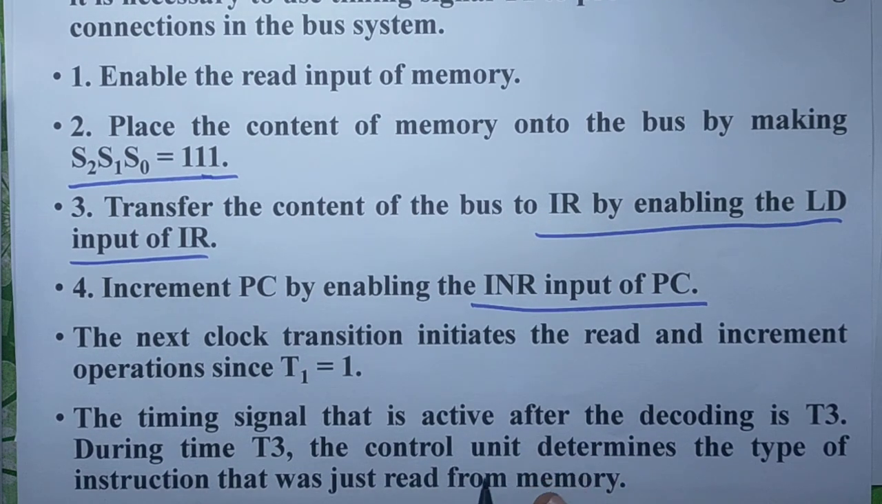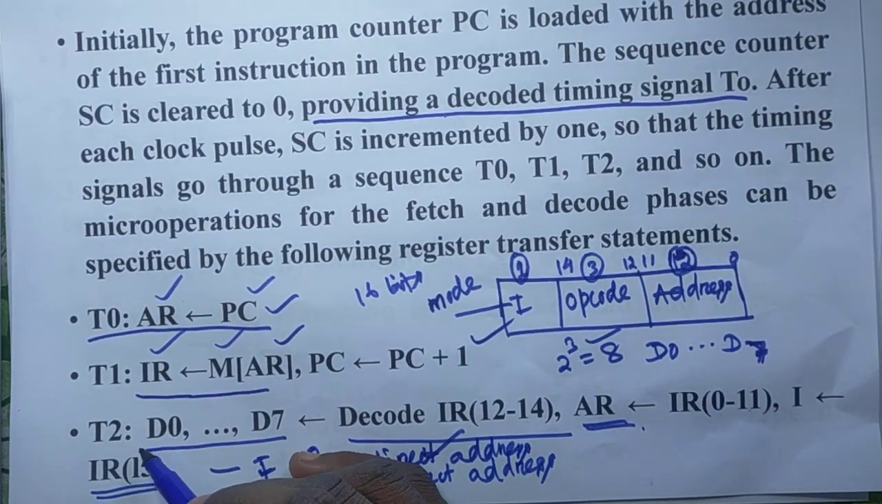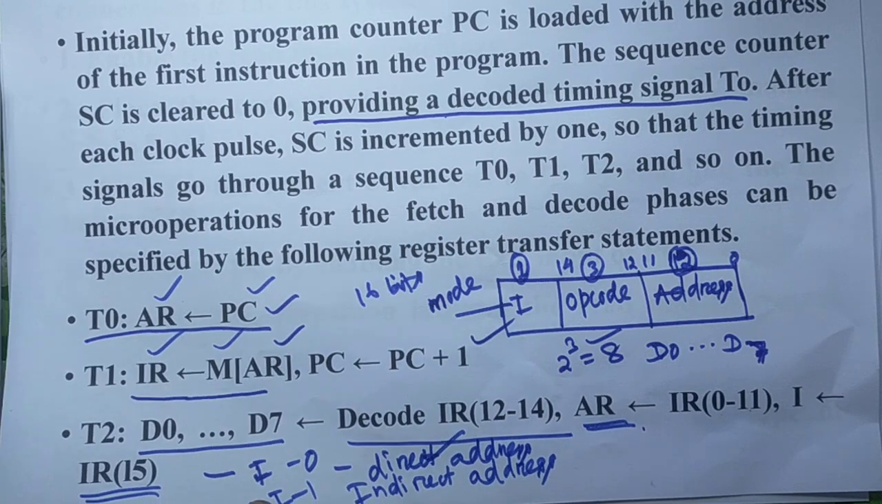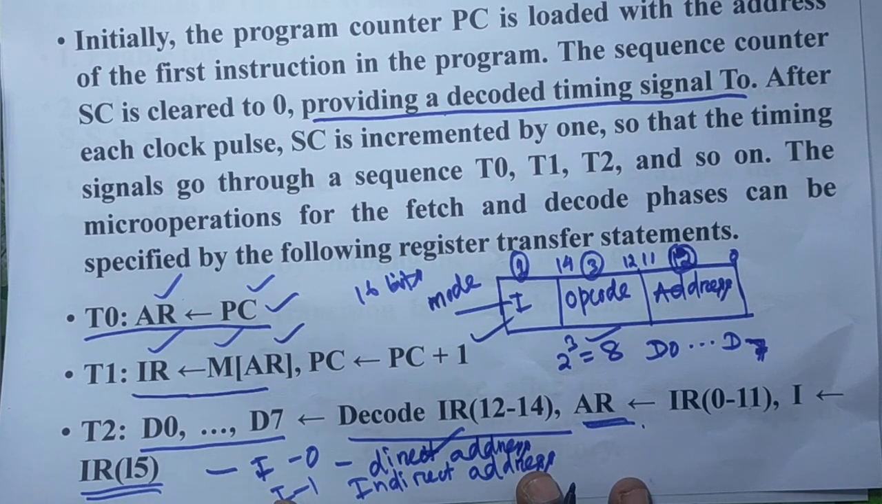After this it is defined up to T2. After that execution will start. It will depend on whether it is a memory reference or register reference instruction. That we will not discuss now, because it will take more time. I will tell that part in another lecture.